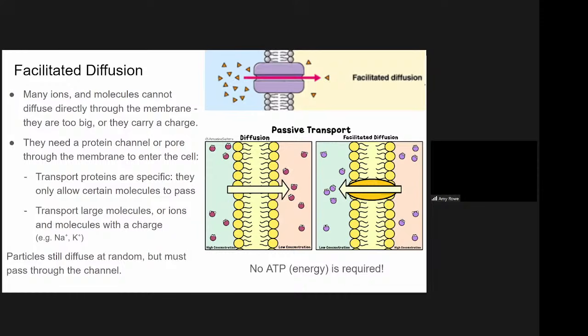The particles still diffuse at random, and again, it's still happening from an area of higher concentration to an area of lower concentration. But instead of passing straight through the plasma membrane, they need to go through a pore first, or a protein channel. Because it's still passive transport, moving from an area of high concentration to low concentration, no energy is required, so no ATP is needed. And you can see in the diagram on the top right-hand side, we have our little orange triangles moving from an area of high concentration outside of the cell through the protein channel to an area of lower concentration inside the cell.